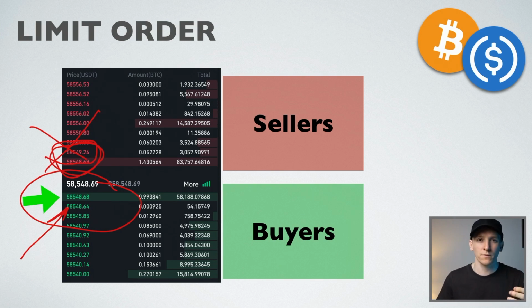So what are the pros and cons of this? You choose the price. That is a pro. So you're aware of the cost of your order and you get a better deal than a market order, okay?